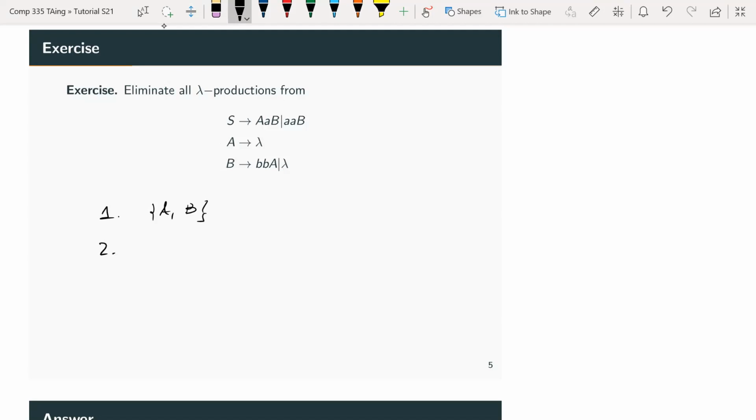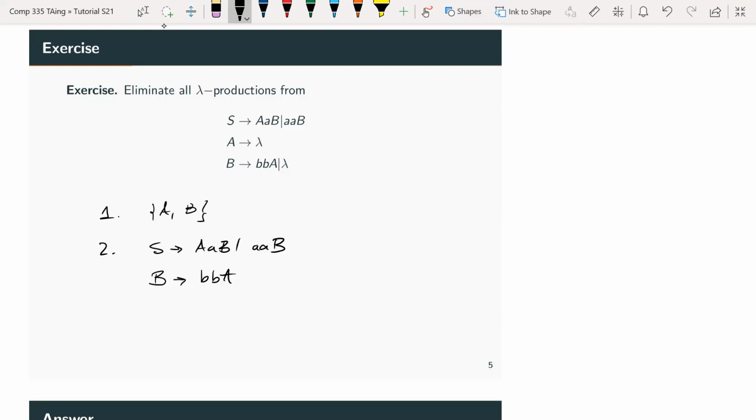So what's the next step? The next step is to basically just copy paste the grammar without the lambda productions. So I have S gives me AAB, and S gives me AB. And then I'm obviously not going to write A gives me lambda, because that doesn't give me anything. And finally, I'll have B gives me BBA, right?